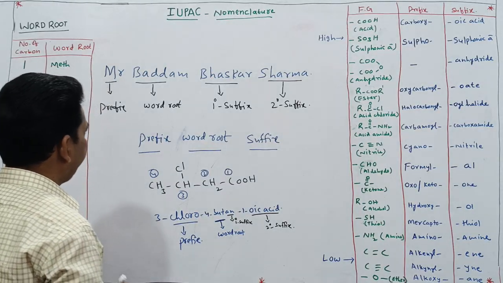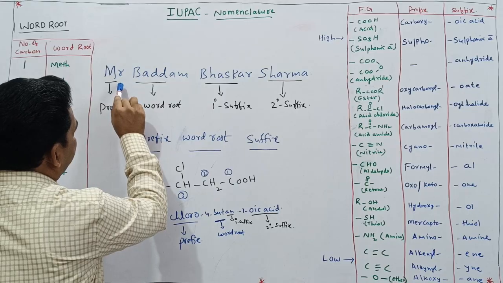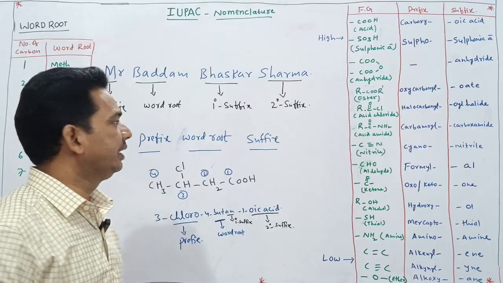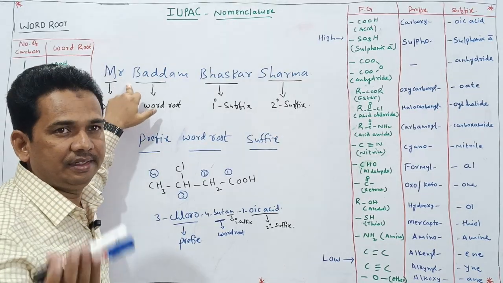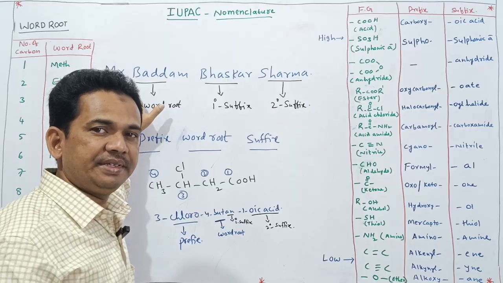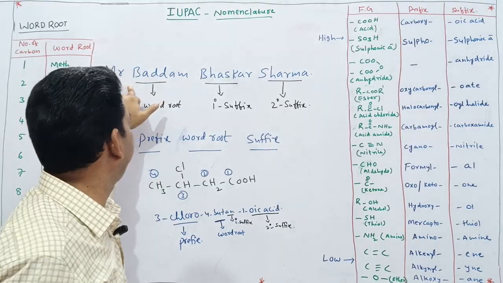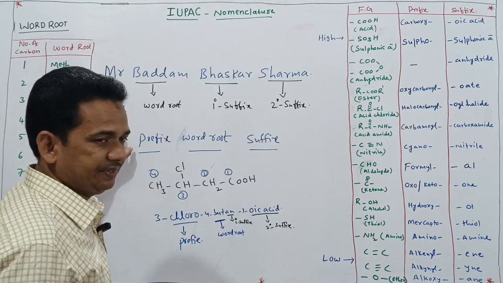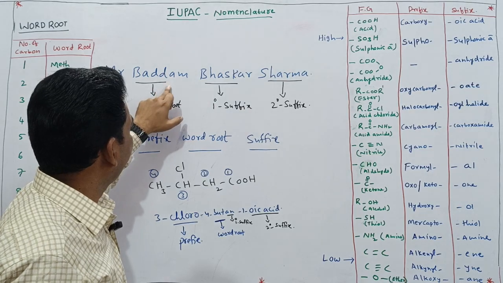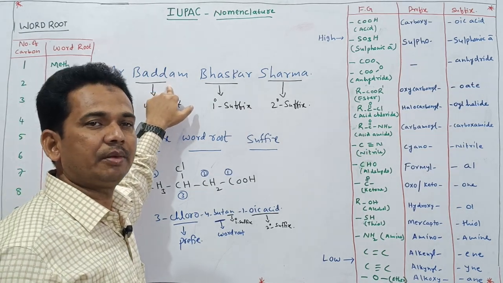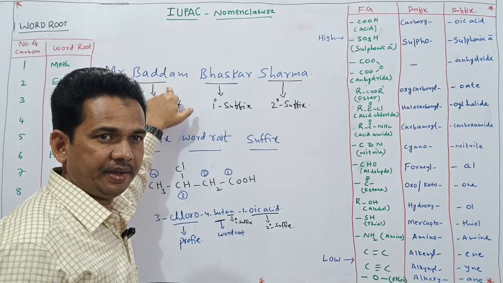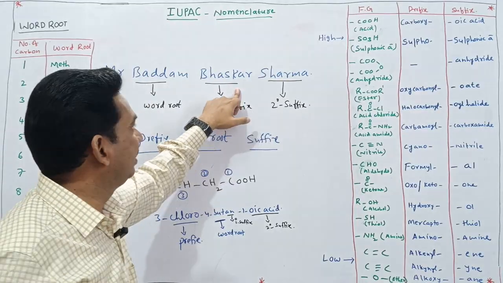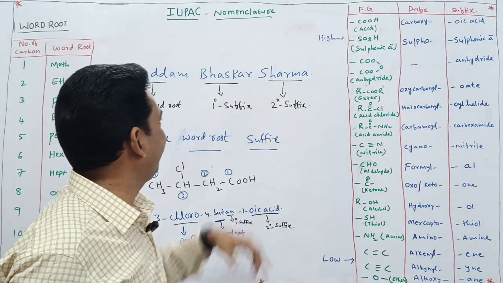Then see here what I told, Mr. Baddam Bhaskar Sharma. You might be observing, especially the foreigners, they mention the title. Title means he is Mr. or Miss or Mrs. or whatever it might be. Then next it will become the word root, so the title we are calling the prefix. Then the word root is nothing but his main name. Then Bhaskar, his father's name. Then Sharma, his grandfather's name.